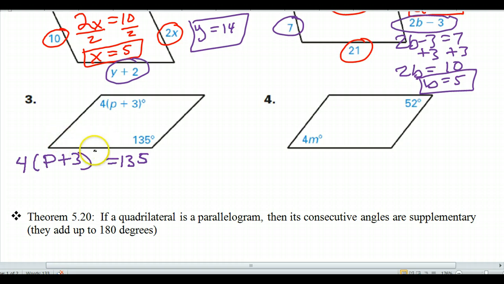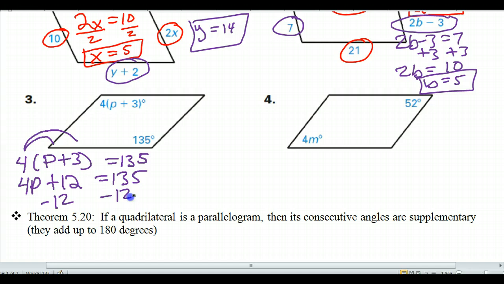Either way is fine. The only reason why I'm hesitating to divide by 4 is because I can see that it's not going to go in evenly. I'm seeing a decimal coming. Yeah, 33.75. And there may be no way to avoid that, but let's go ahead and do the distributive property and see if we still get a decimal anyway. So that's going to be 4p plus 12 equals 135.